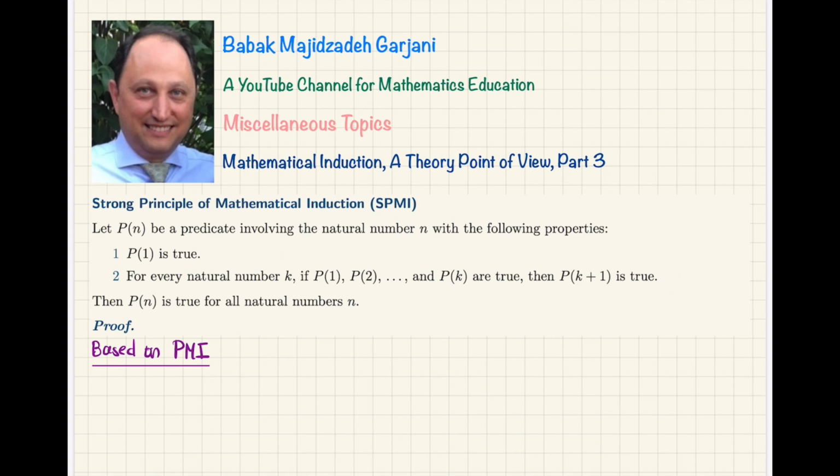So how should I define my predicate? I would say let Q of n be the predicate defined as follows.